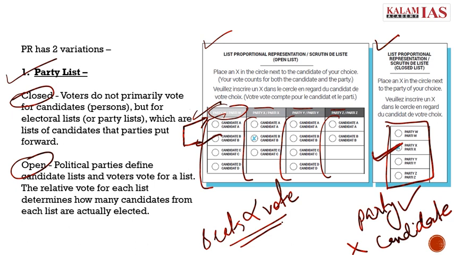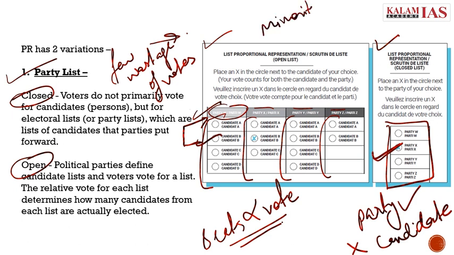Now, this system has fewer wastage of votes. There was a huge amount of wastage of votes in FPTP we saw, and this method has fewer wastage of votes because almost all the votes go towards electing a candidate of choice. Okay, and then another advantage is that minorities get access to representation.